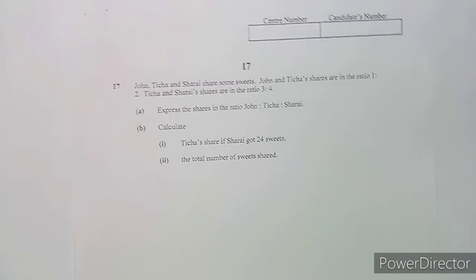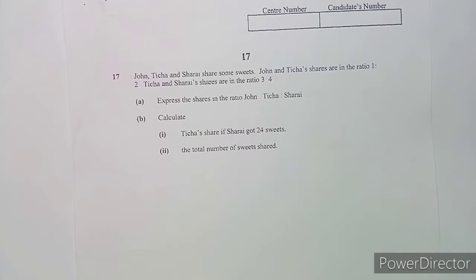Okay, let's see what we have in this case on number 17. On number 17 we have a condition where these people who had to share some sweets, that is John, teacher, and Sharai, had to share the sweets in the given ratios. So let me write it this way, here, because I don't want to use this page.